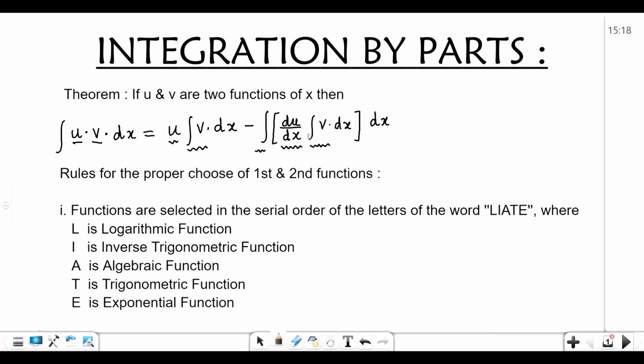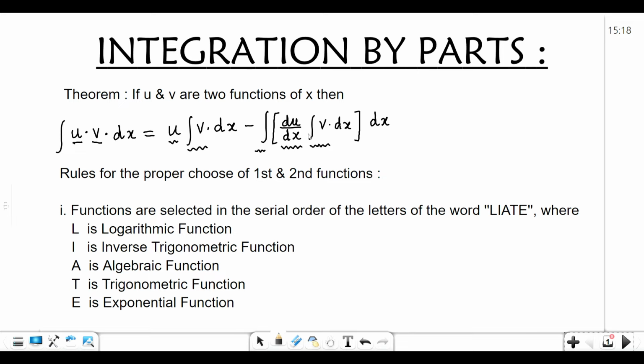Now what are the rules for choosing the first and the second functions? Whenever you are given a question, how will we choose what will be u and what will be v? For that we are going to use this rule. The first rule is the functions are selected in the serial order of the letters of the word LIATE. L stands for the logarithmic function, I stands for the inverse trigonometric function, A stands for the algebraic function, T stands for the trigonometric function, and E stands for the exponential function. So we have to choose in the serial order of the letters of the word LIATE.